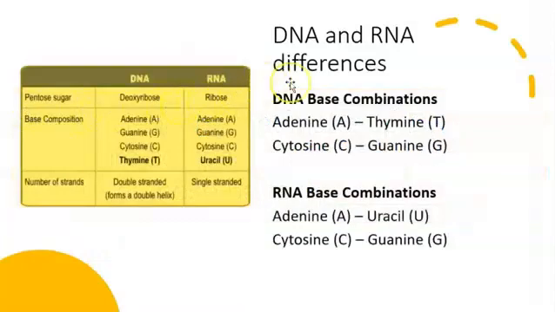Again, the main difference is this has two strands. RNA has only one. RNA contains uracil, the letter U. The combination of the nitrogenous bases, the base pairs, is going to be always A with T and C with G in the case of DNA.